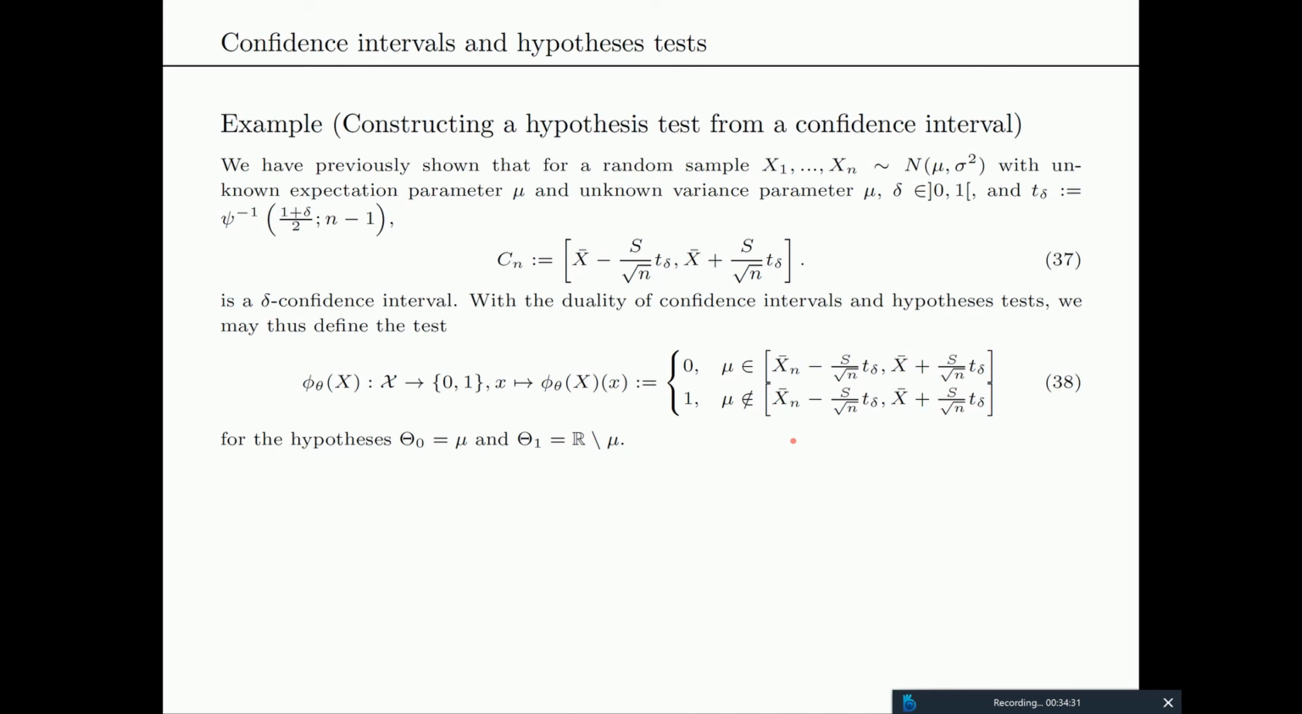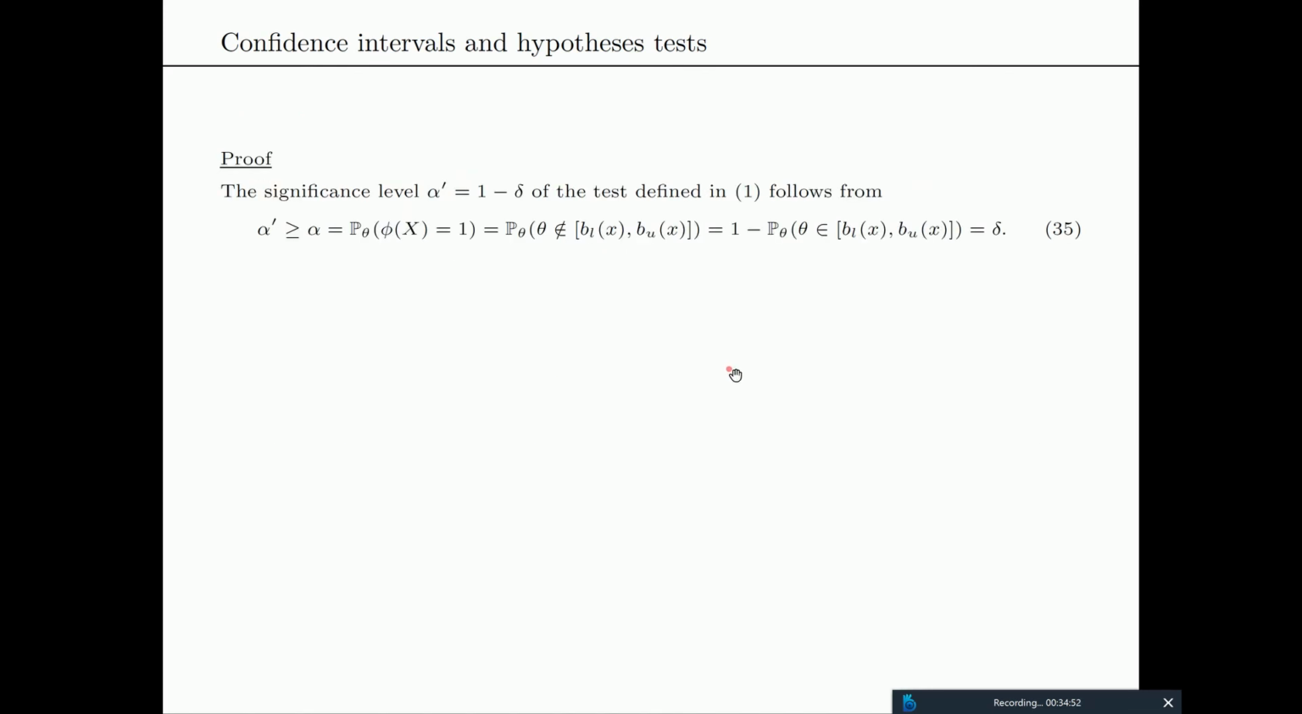And the important thing is not so much about this procedure. This is the procedure that works, but the important thing is that if my confidence interval is a delta confidence interval, so for example a 95% confidence interval, then the test procedure that I'm using here has a significance level of 1 minus delta, so 0.05. Yeah, and that this holds.